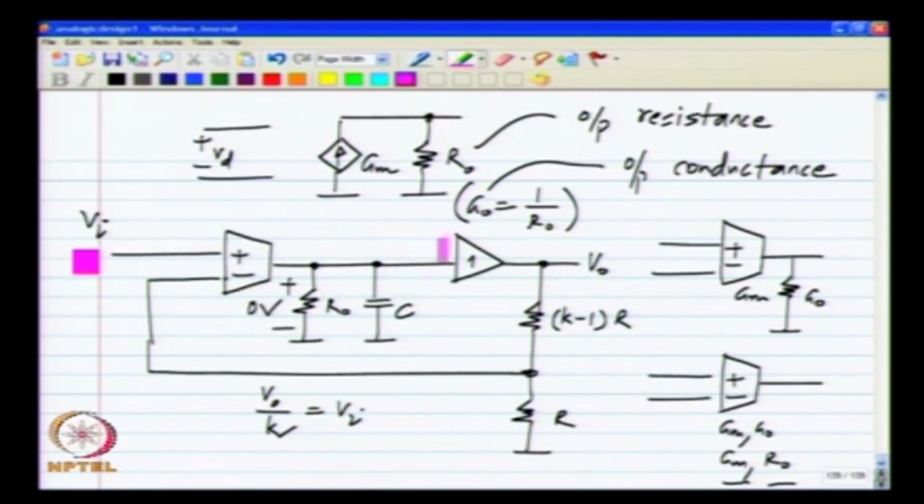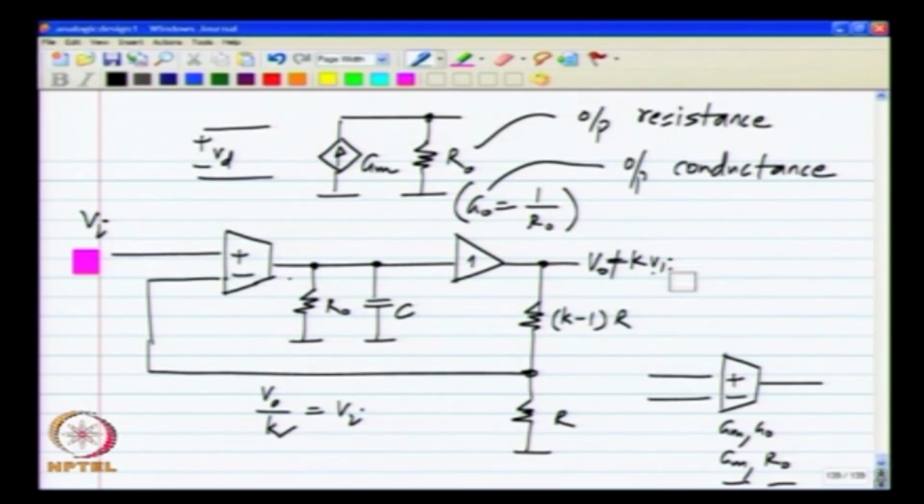But we have a contradiction here. If this is 0 volts, the unity gain buffer will make the output also 0. So, there is a problem. The output cannot be at k times Vi. So, what should happen is that V naught will be at some voltage which is not k times Vi, and V naught by k will not be equal to Vi.